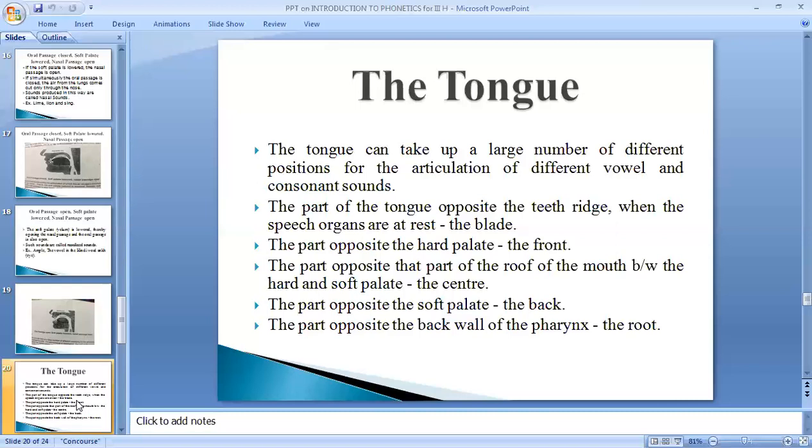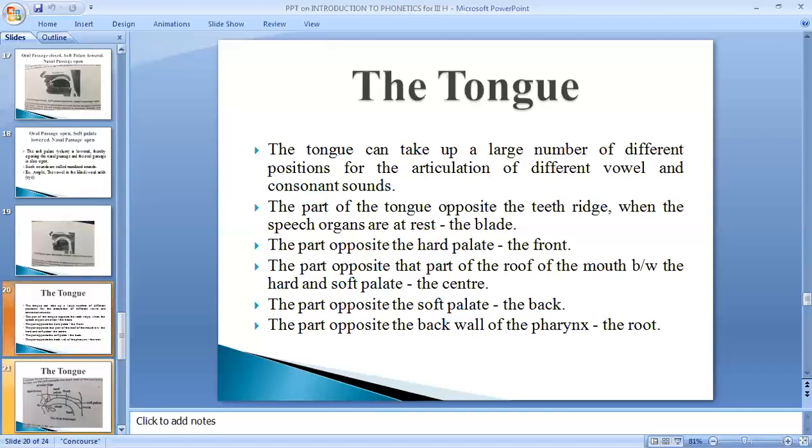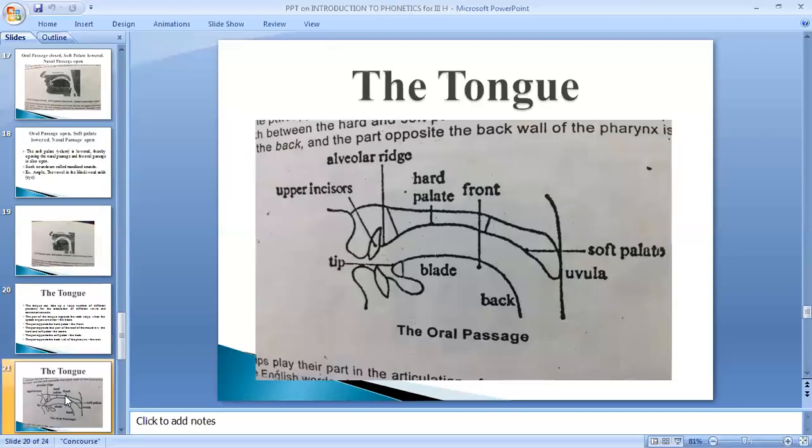How many parts are there in the tongue? So many parts will be used by human beings while producing sounds. Look at the picture. This is the blade, this is the hard palate, this is the front part, and this is the back part, this is the soft palate, and this is the alveolar ridge.